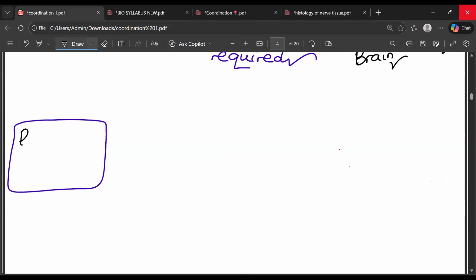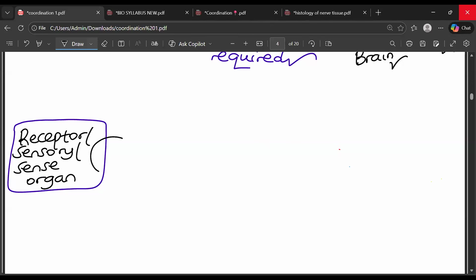So receptor organ, the receptor, sensory, call it the sense organ, like that. So we want to know what is the connection here? Is it just like super glue? But that's not really the fact.